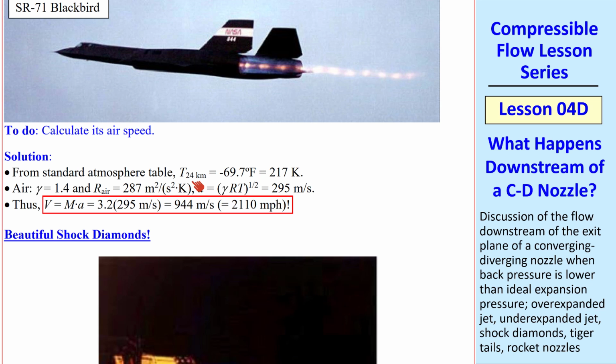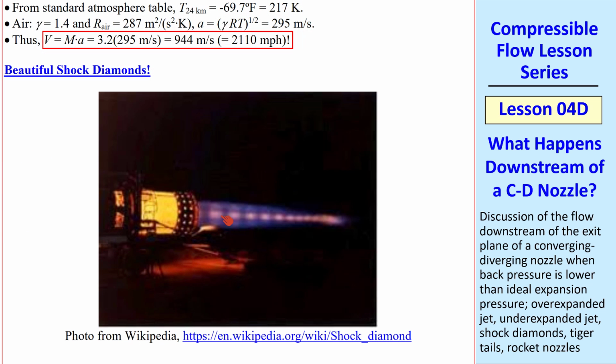We look up in the standard atmospheric table where we have a very low temperature, 217 K. And for air, we can calculate the speed of sound, square root of gamma RT. I get 295 meters per second. And at Mach 3.2, this is almost 1,000 meters per second, or more than 2,000 miles per hour. Here's another picture of beautiful shock diamonds.